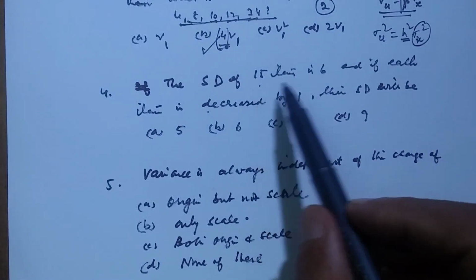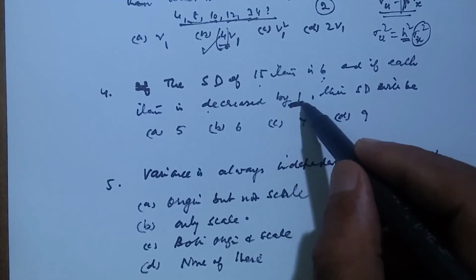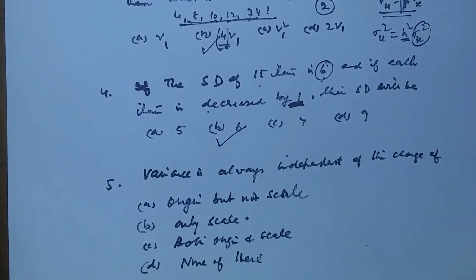The standard deviation of 15 items is equal to 6. Each item is decreased by 1. There is no shifting of the original mean. Therefore, this will be unaffected. The answer is this.